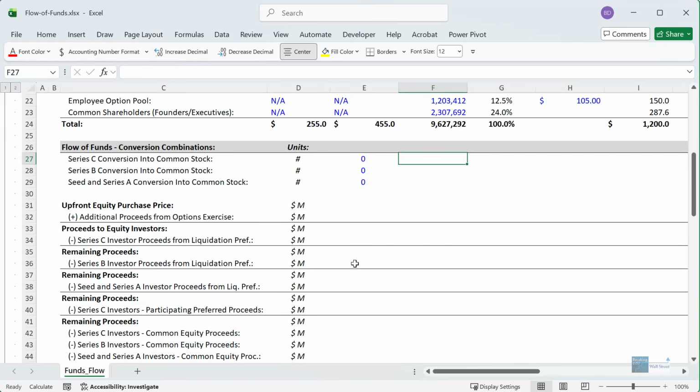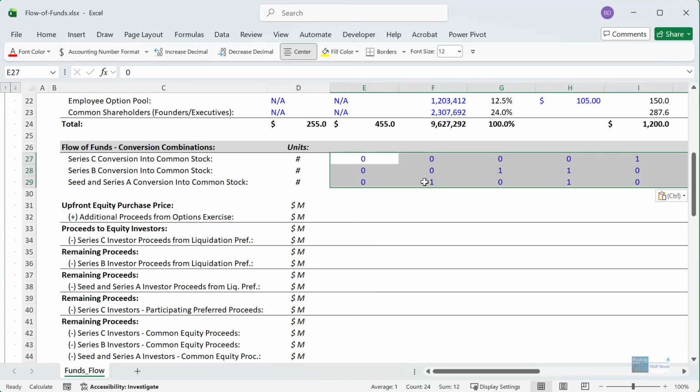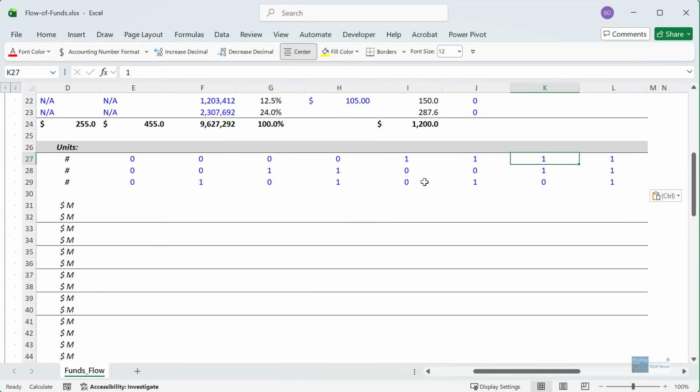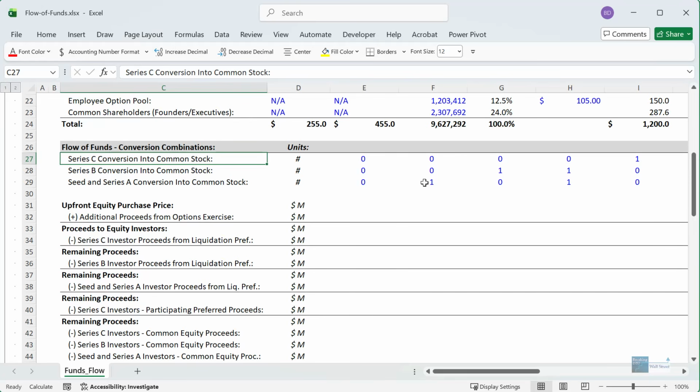That's one possibility, but then another possibility is that the first two stay in preferred stock, but the seed and Series A investors convert. And then a third possibility is that the Series C investors stay in preferred, but the Series B investors convert, and the seed and Series A investors stay in preferred. And you keep going like that all the way across. Now, I'm not going to type out every single combination here, but I'm just going to paste this in from off screen so you can see all the combinations and decision sets laid out like that.